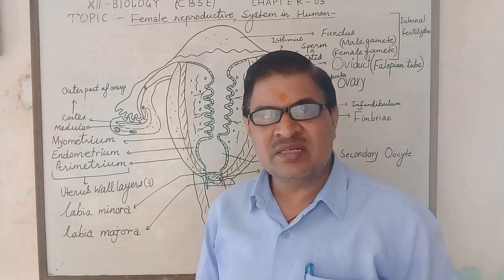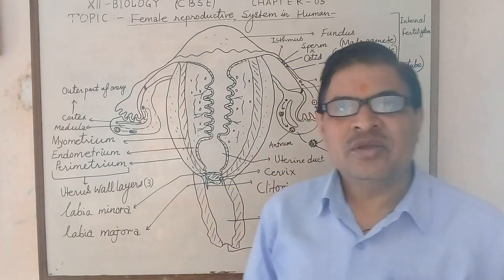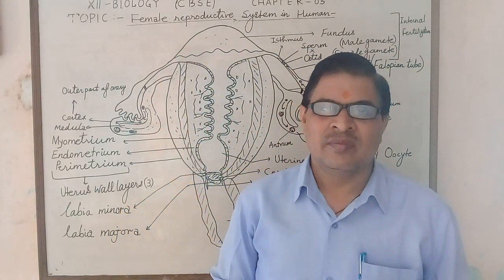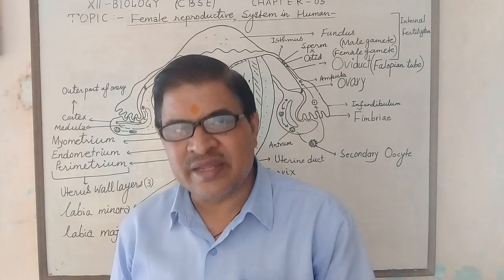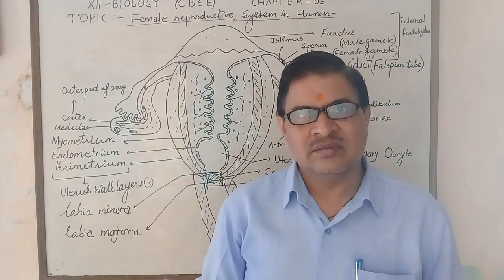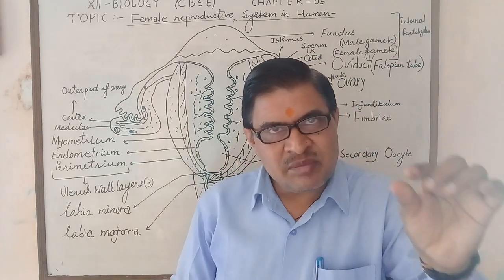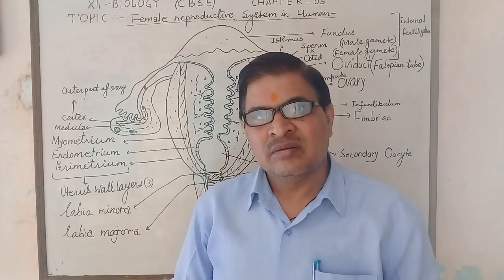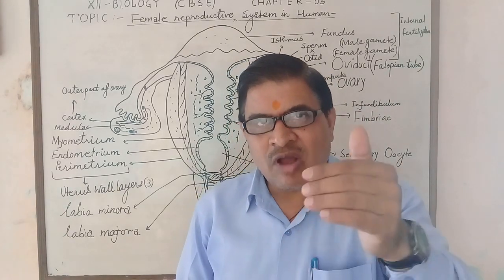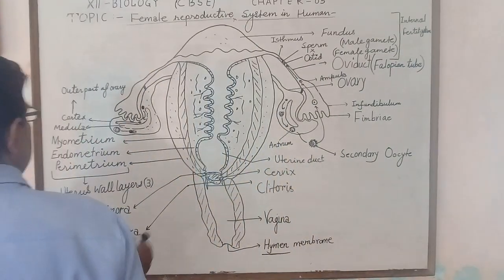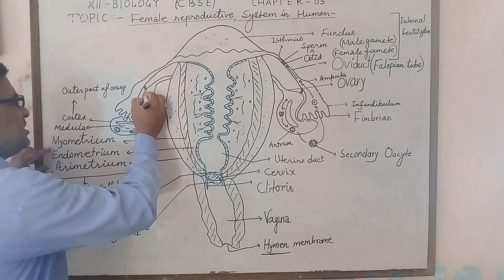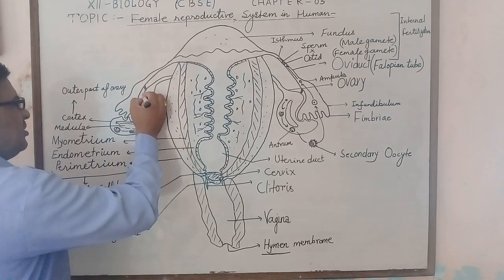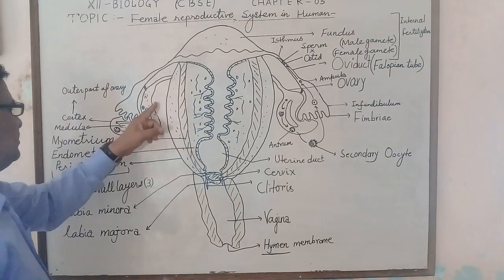Graafian follicle development occurs in the cortex or cortical region. The ovary generally has a germinal epithelium layer. This germinal epithelium layer develops the Graafian nest. Graafian nest means many small spherical structures produced, and this is called Graafian nest.